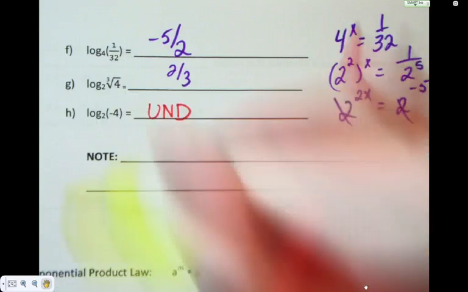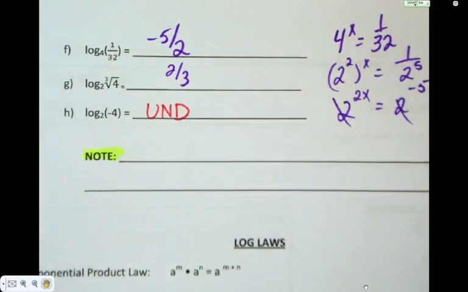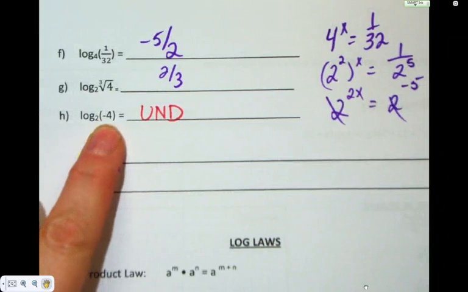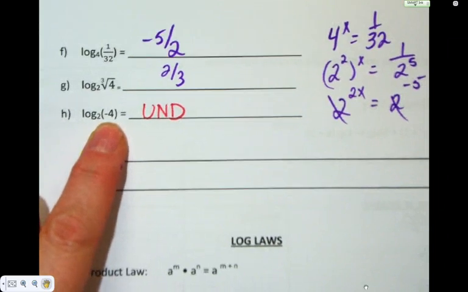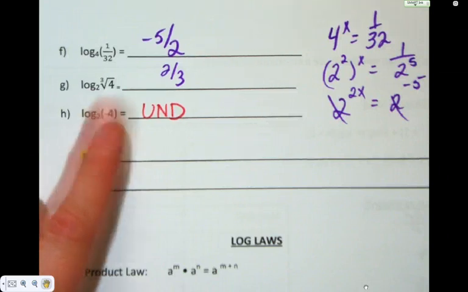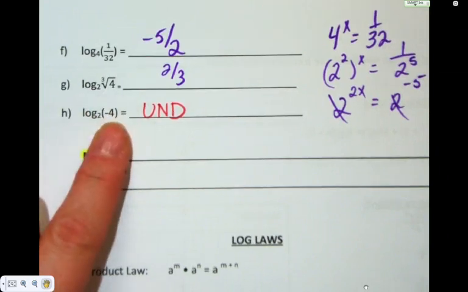Note, clearly important. The answer here can't be negative, ever, ever, ever. It's impossible. What else can it not be? 0. Why could we not have a 0 here? So 2 to the what gives us 0? Why not? Because that's where your asymptote is.